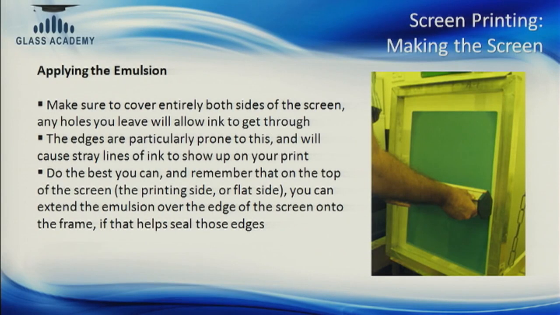This is another image of how the emulsion is coated. The edges are prone to leave any holes or gaps. If you have any gaps in the emulsion, then the frame will be compromised. So this is telling you that you have to take care that all throughout the frame the emulsion has to be coated, even on the edges. Otherwise you will have some ink go through areas where you don't want it to go through.